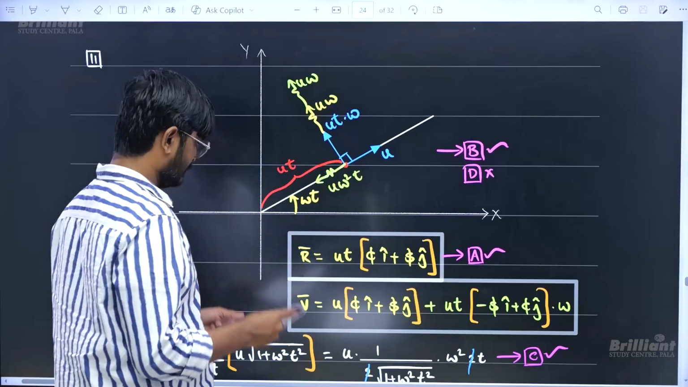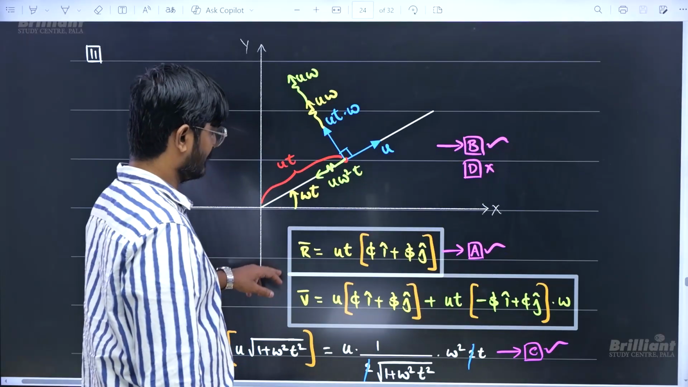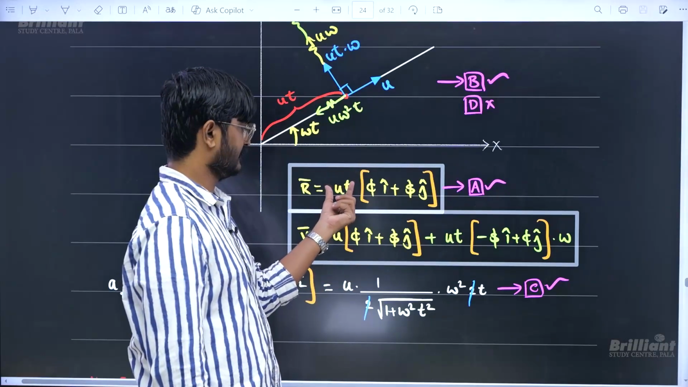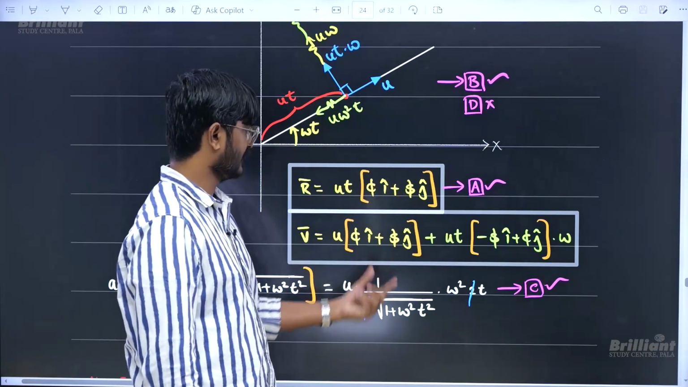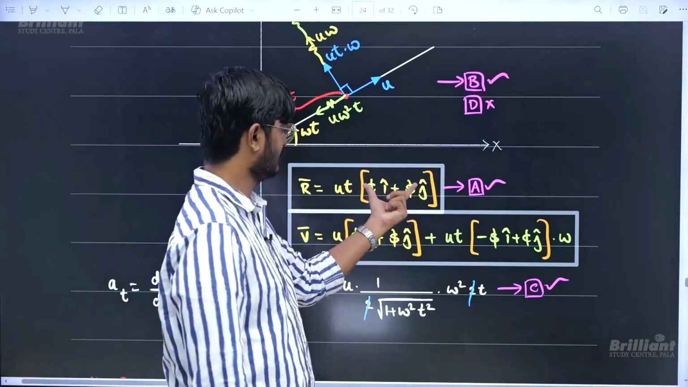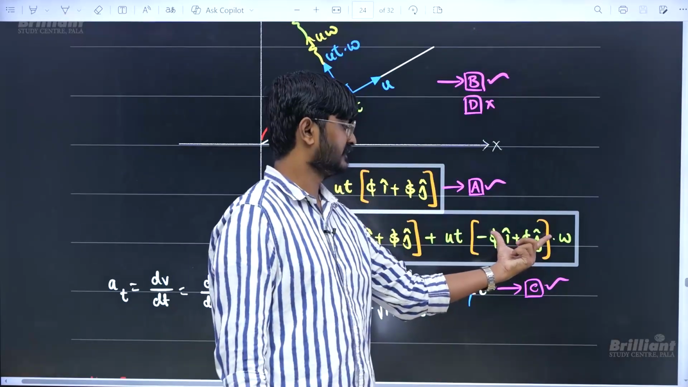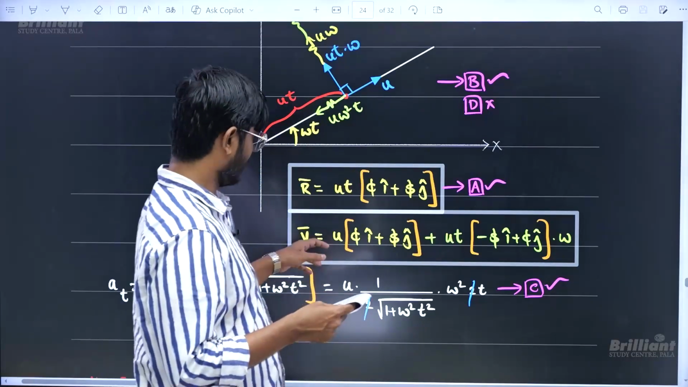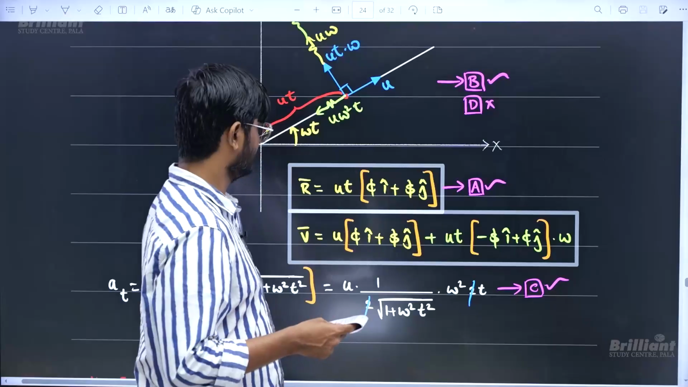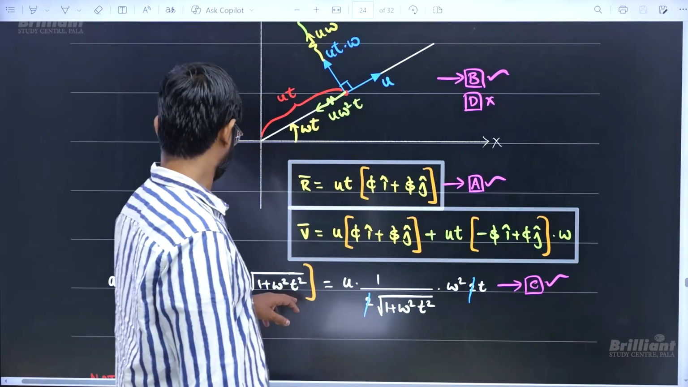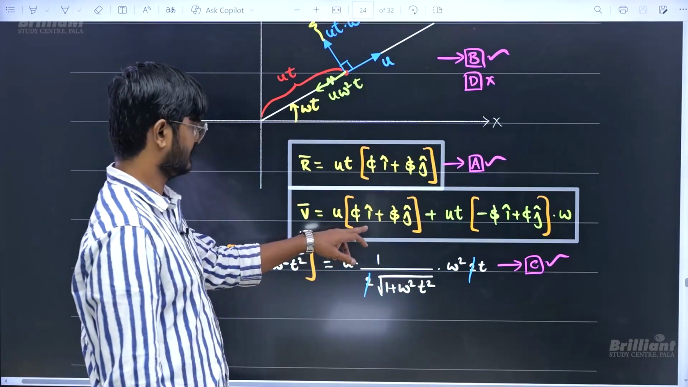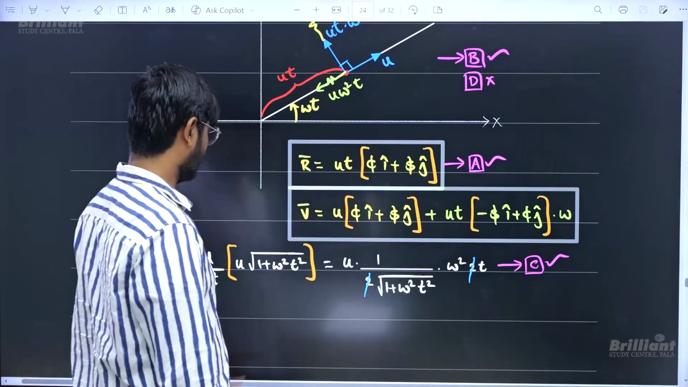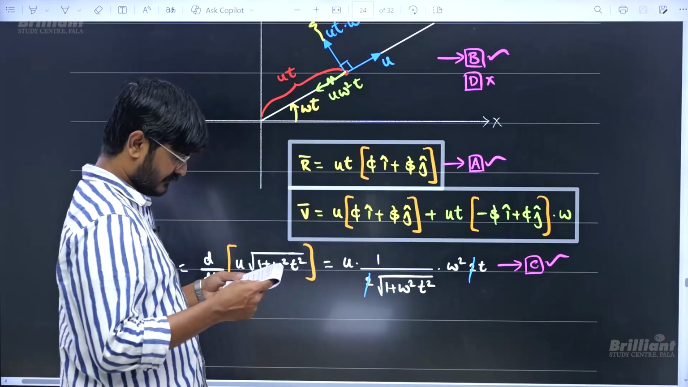Then speed. If you differentiate this, you will get the velocity. Again by the UV rule, if you differentiate ut, the differentiation is u, and this one you keep as it is, and ut you keep as it is, and you differentiate this, which is going to give you this much with an omega extra. Then if you find the magnitude of this, you will get the speed. You can see they are perpendicular also, so you can find the magnitude easily, which will give you option B correct.